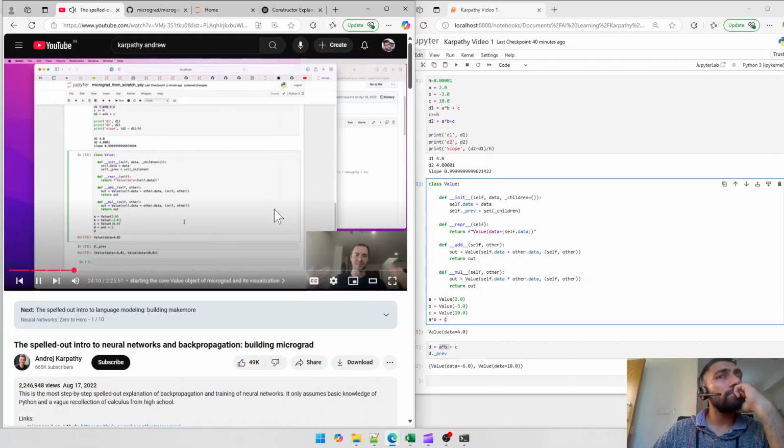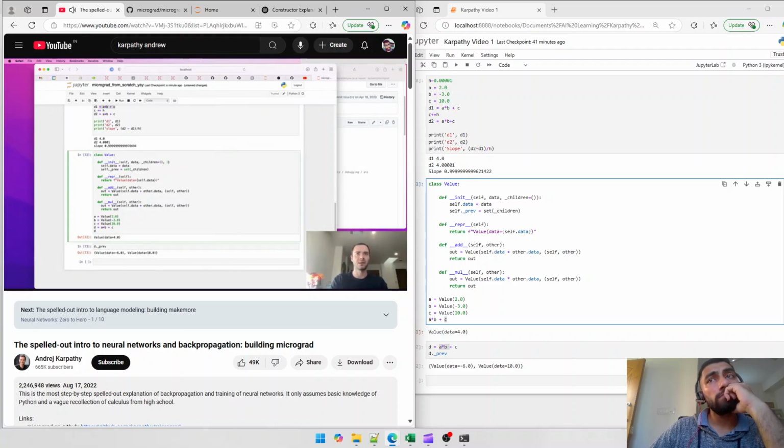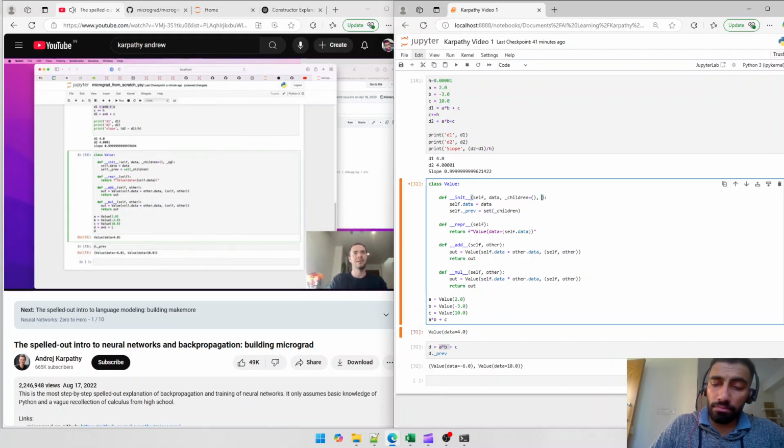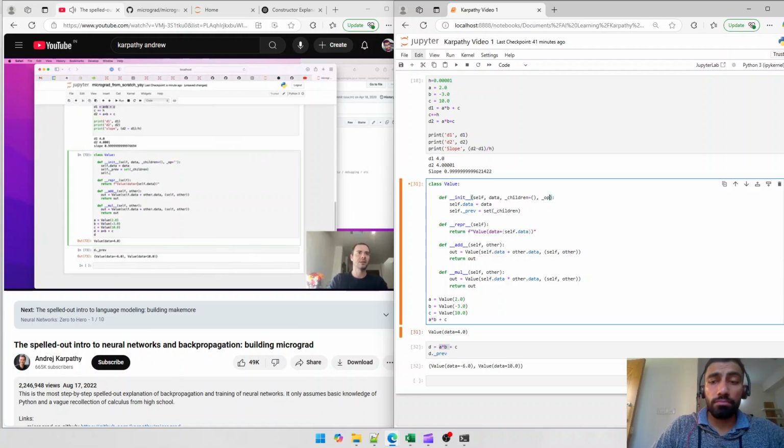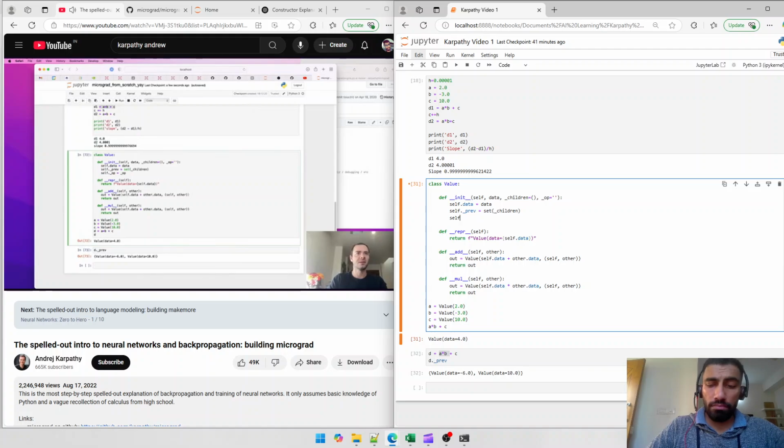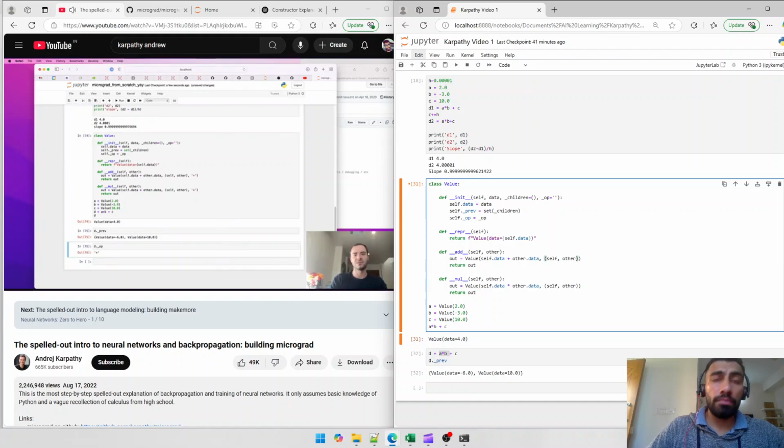And now we know the children of every single value, but we don't know what operation created this value. So we need one more element here. Let's call it underscore op. And by default, this is the empty string for leaves. And then we'll just maintain it here. And now the operation will be just a simple string. In the case of addition, it's plus. In the case of multiplication, it's times. So now we not just have d dot prev, we also have a d dot op. And we know that d was produced by an addition of those two values. And so now we have the full mathematical expression, and we're building out this data structure, and we know exactly how each value came to be, by what expression, and from what other values.